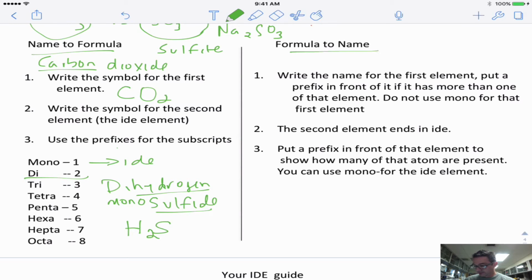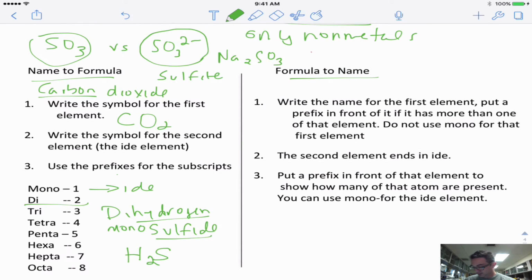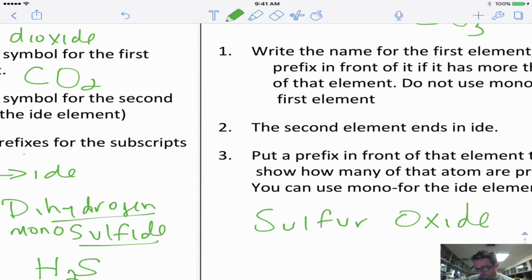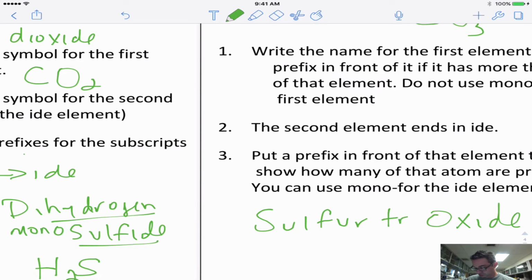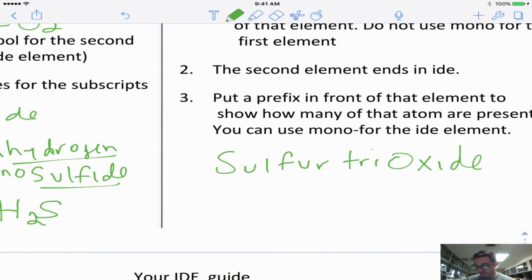Now what if we have formula to name? Well, let's take the example that I wrote up here before, SO3. So the name of the first element, we put a prefix in front of it only if it has more than 1 element. This only has 1, so this is just going to be sulfur. And then O is oxide, and now we need the prefix, so it would be trioxide. So this would be sulfur trioxide. Notice I don't have monosulfur trioxide. Mono's only used for the ide.